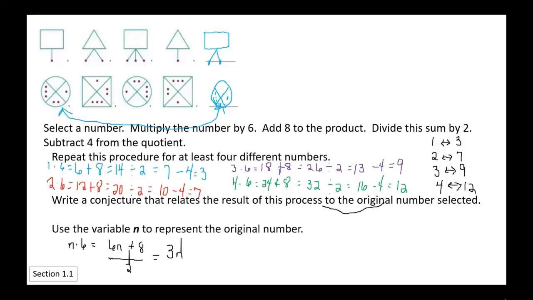Who knows why my pen is doing this suddenly, and I apologize, but that's 3n. And then 8 divided by 2 is 4. So we have plus 4. So now I've divided by 2. Now the next thing I'm supposed to do is subtract 4. And I get 3n.